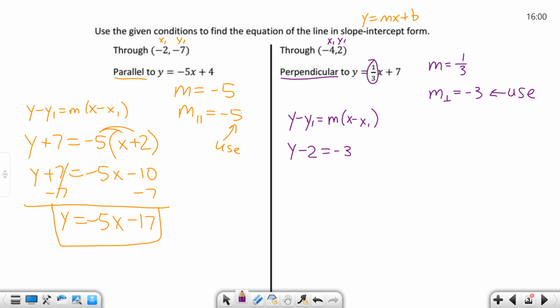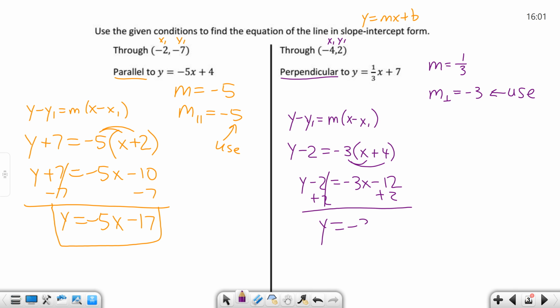So again, the only thing about this line I cared about was the 1/3, but then to do perpendicular, I had to flip it and change the sign. So -3 and then x what? Why is it +4? Because it's a negative and a negative. It's minus a negative. And now I do the same thing. I distribute the -3 and then move the -2. So if I distribute the -3, that gives me y minus 2 equals what? Uh-oh. -3x. There you go. Don't forget that -3x minus 12. All right. And so y equals -3x minus 10.